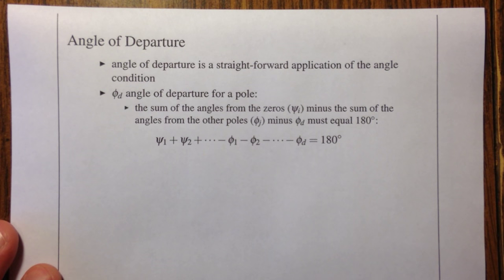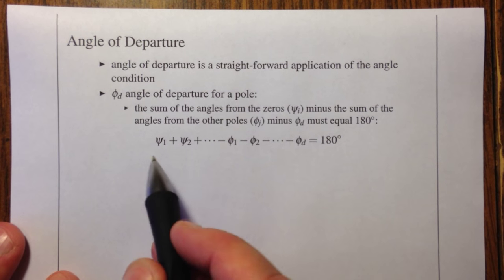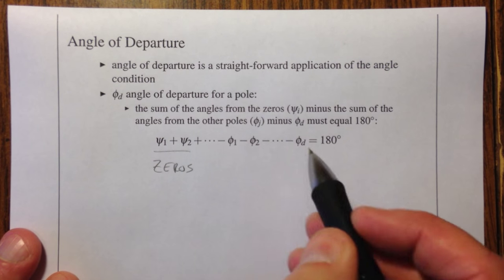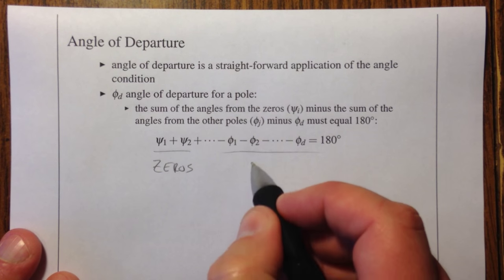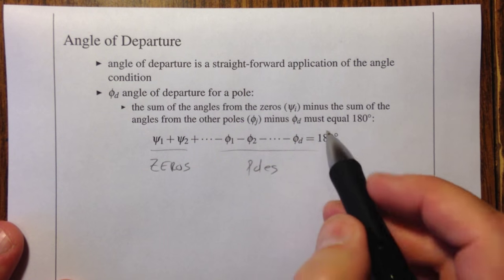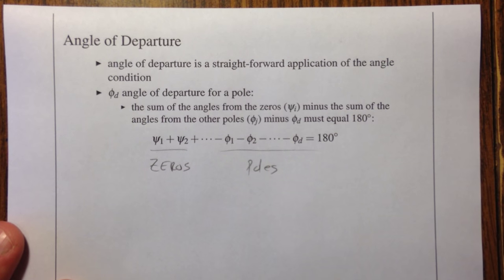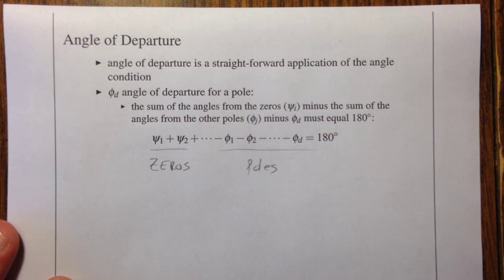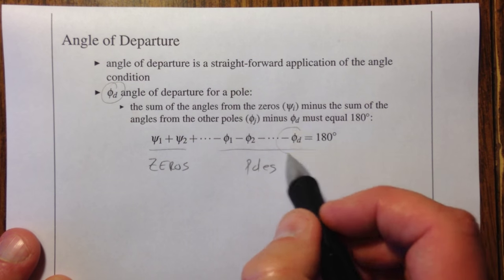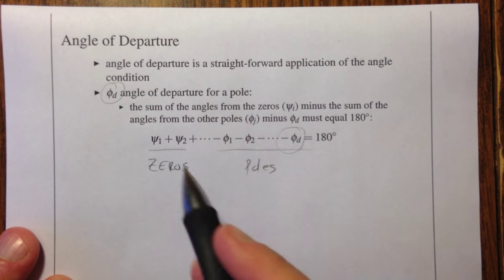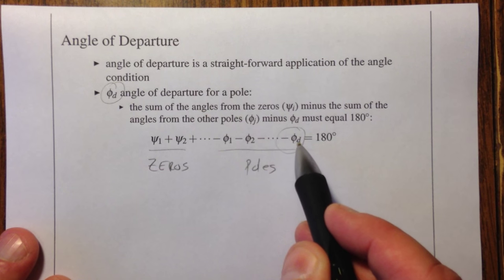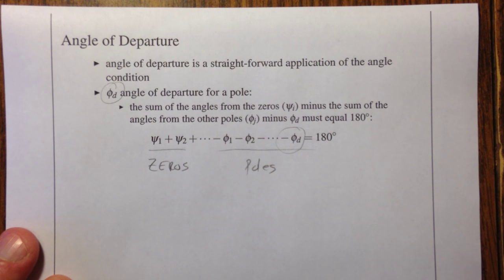Kind of already implied all of this. The angle criterion says that the angles from my zeros, which are positive, minus the angles from my poles, which are in the denominator so they're negative, have to add to plus or minus 180. So when we're talking about a specific angle of departure, we're just going to leave that in as an unknown that we're solving for. We're going to find the angles from the zeros, the angles from the rest of the poles, and then solve for phi d.